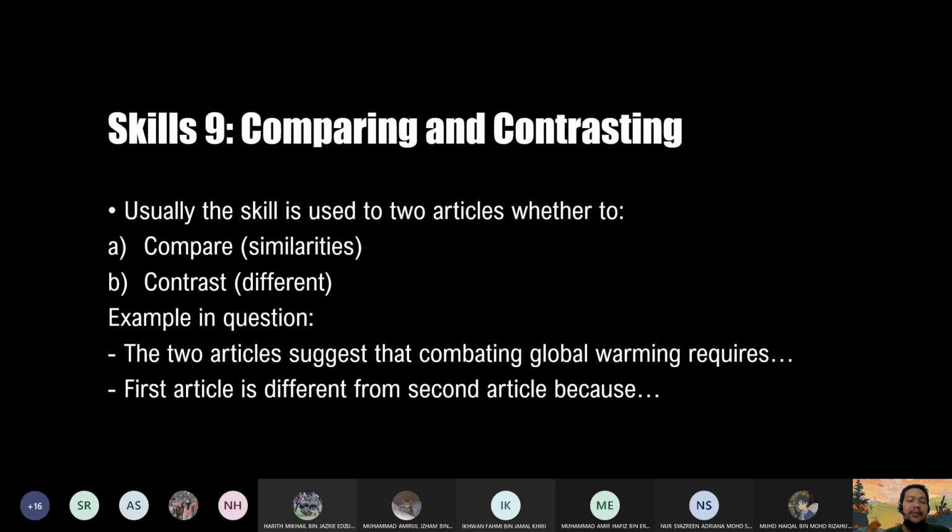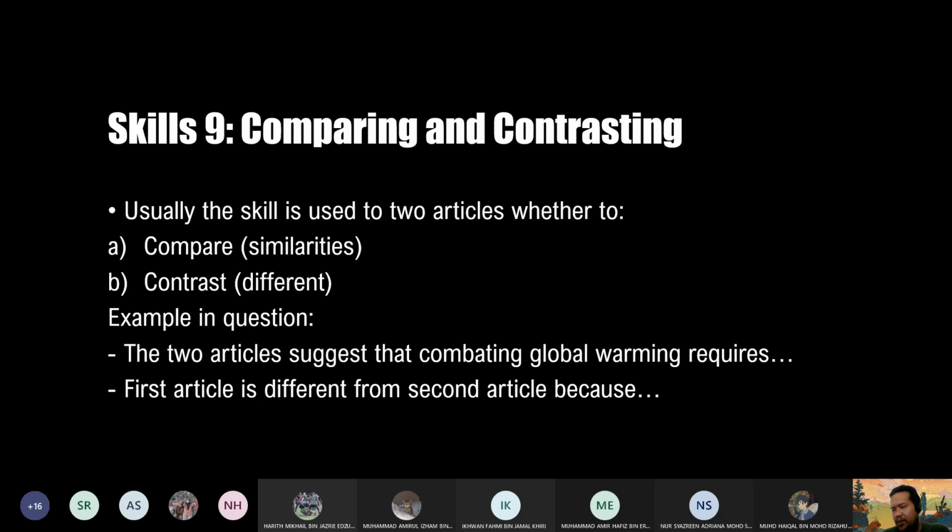Okay, reading text. Example in question: the 2 articles suggest that combating global warming requires... So you have to read the first text, the second text, and find the similarities. Second question: the first article is different from the second article. So they require you to find differences. What is different?